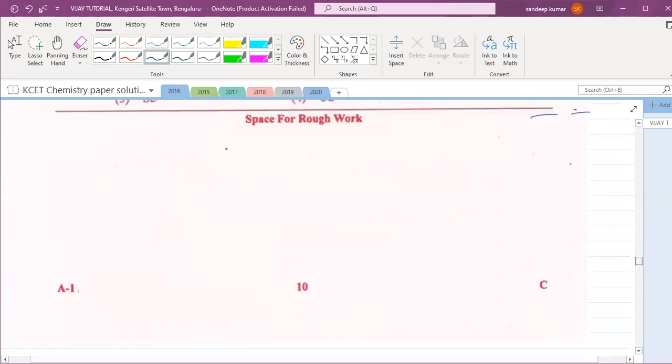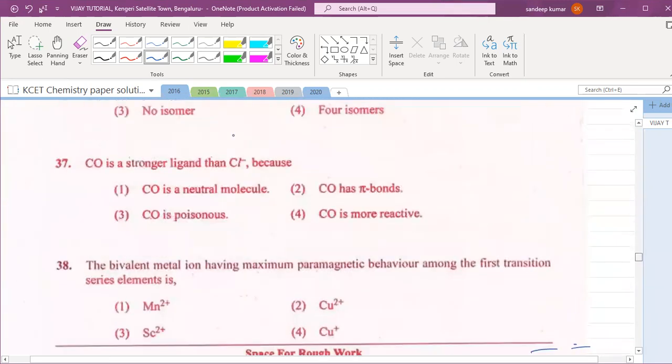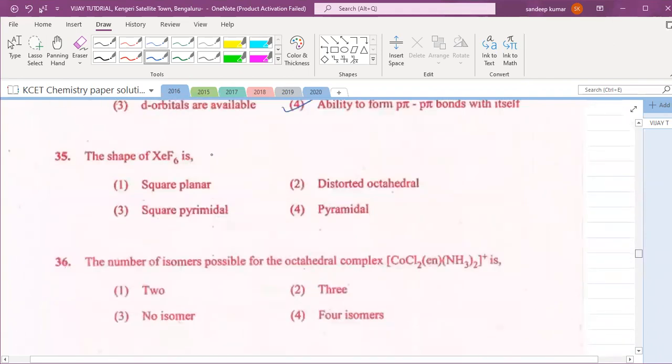Question number 35. The shape of XeF6: hybridization is sp3d2, so it is distorted octahedral.